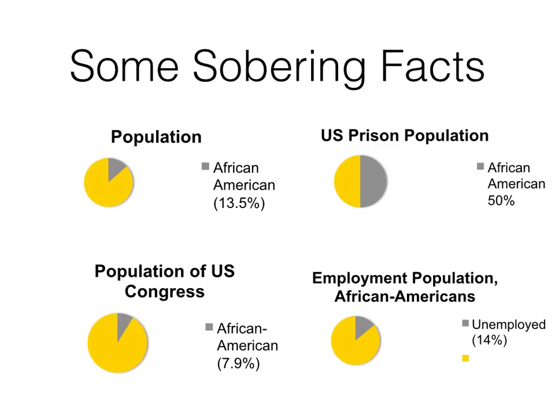Okay. Lastly, I want to leave you with some sobering facts about the status of race in the United States when it comes to black Americans. African Americans are 13.5% of the U.S. population. They are 50% of the United States prison population. They are 8%, if we round up and are generous, of the population of the United States Congress. 14% of African Americans, I should say, are unemployed, as opposed to the national average of 7%.